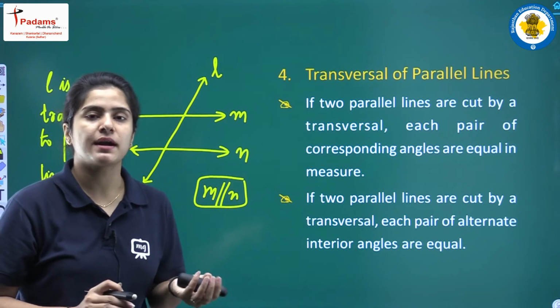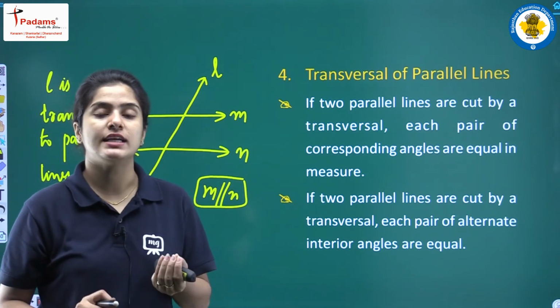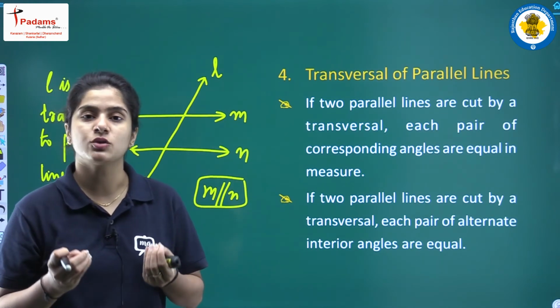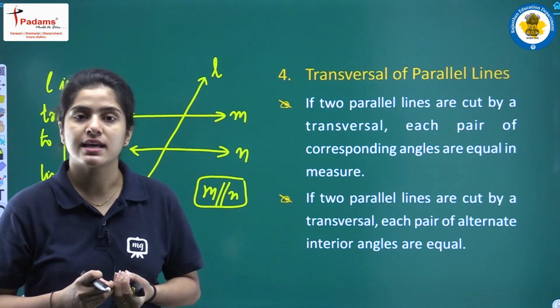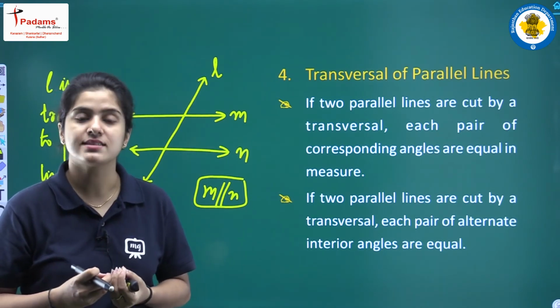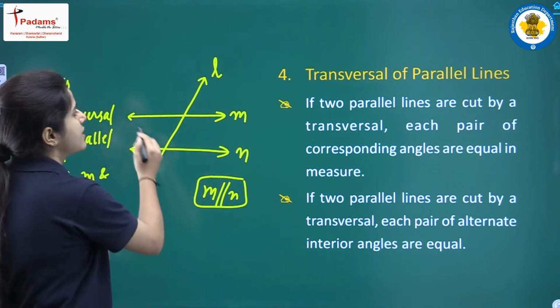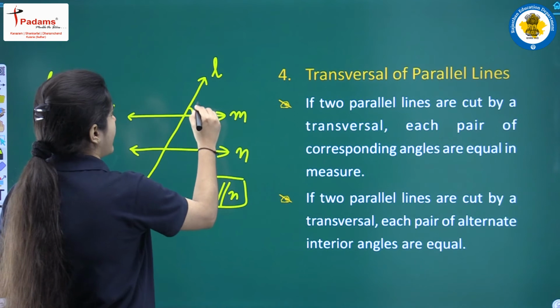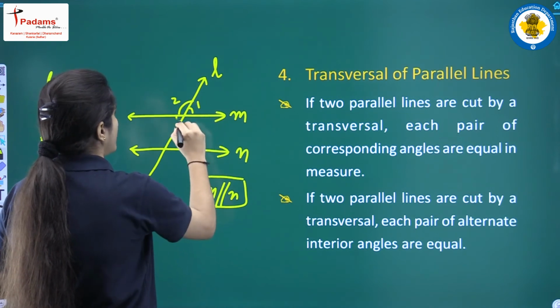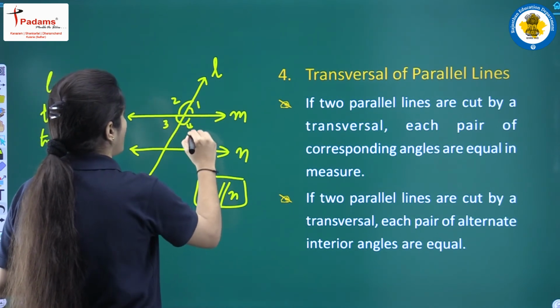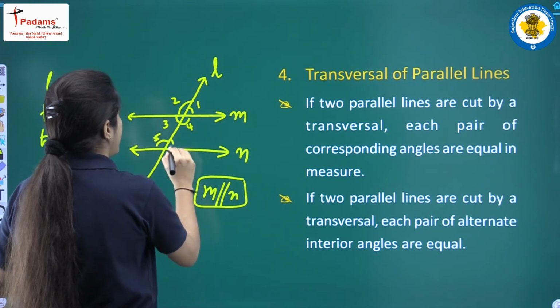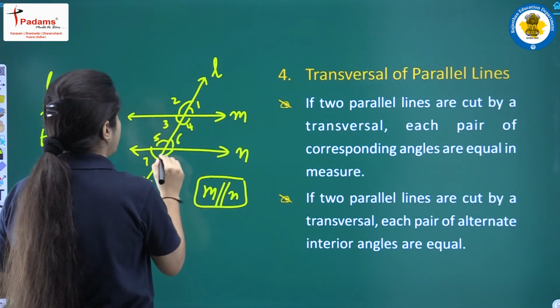And we have just studied that a transversal line makes certain angles with the parallel lines. It will make certain angles with the parallel lines, the transversal line. So what are the angles made by this transversal on these parallel lines? Angle 1, angle 2, angle 3, angle 4, angle 5, angle 6, angle 7 and angle 8.